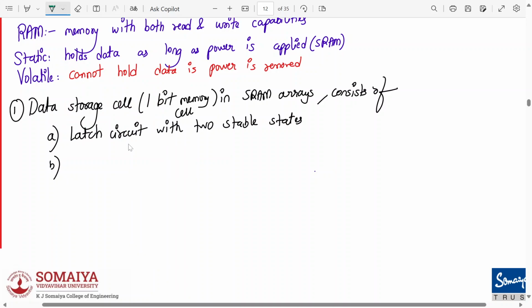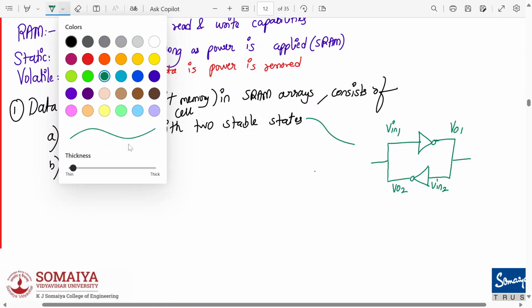A latch looks something like this. You have an inverter. This is the input to inverter number 1. This is the output of inverter number 1. Now we have cross coupled inverters. That means the output of inverter number 1 is given to the input of inverter number 2, and the output of inverter number 2 is given as input to inverter number 1. So this is called a simple latch. This is a latch circuit with two stable states.